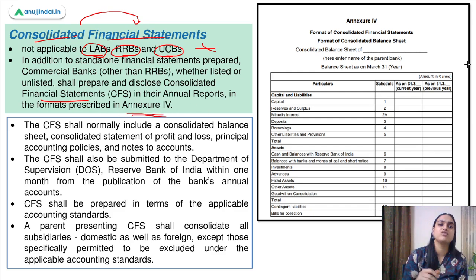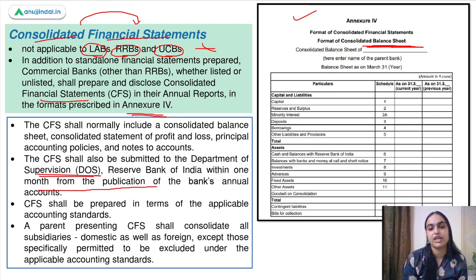So Annexure 4 gives you the format of the consolidated balance sheet, consolidated profit and loss statement. So this is basically the format of the consolidated balance sheet. All right. So the consolidated financial statement normally includes a consolidated balance sheet, consolidated statement of profit and loss, principal accounting principles and policies and the notes to accounts. The consolidated financial statement also is required to be submitted to the Department of Supervision of RBI within 1 month from the publication of the bank's annual accounts.